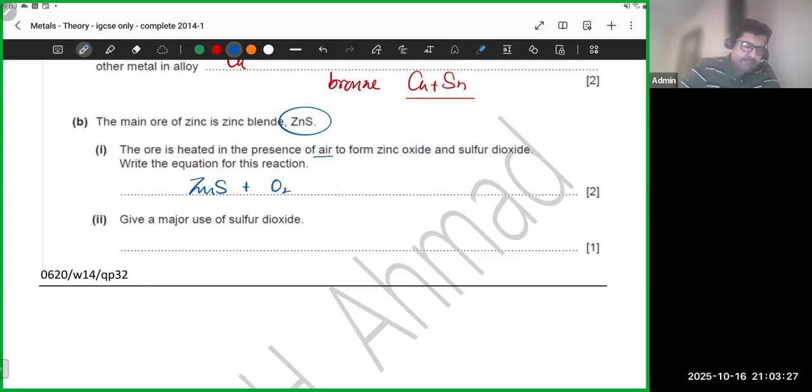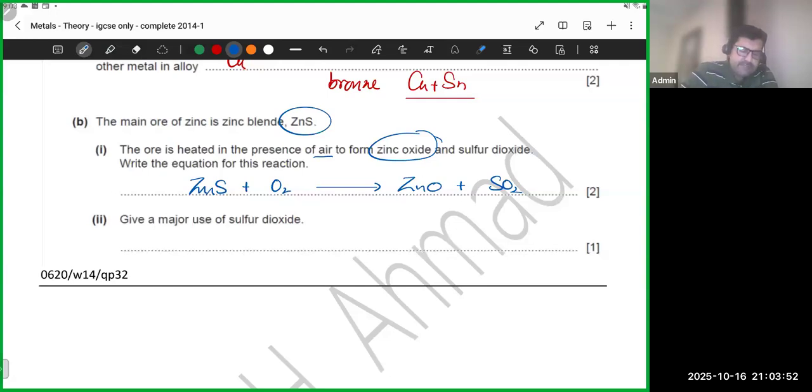plus O2. Actually, this one is not in the syllabus. But if a question comes on ZnS, they pretty much give you all the information. Okay? We just did it because you very often get a question on this. So anyways, what is produced? Zinc oxide and sulfur dioxide. And you just have to balance it.